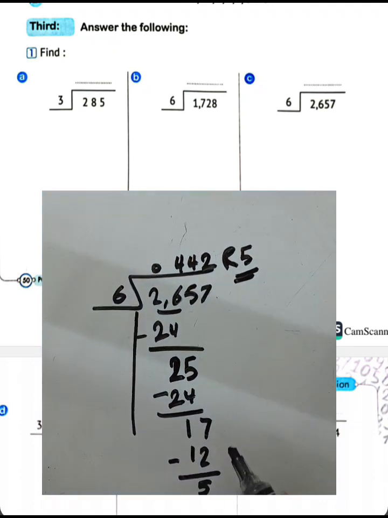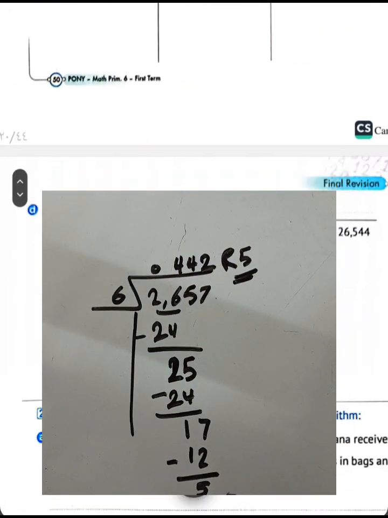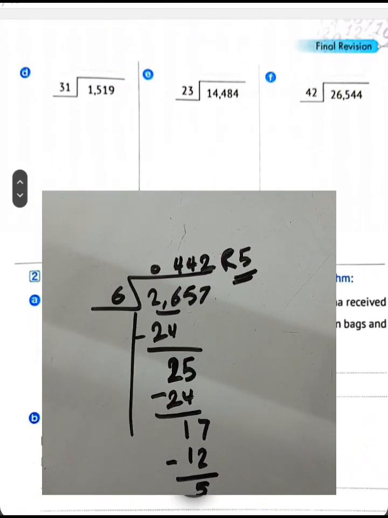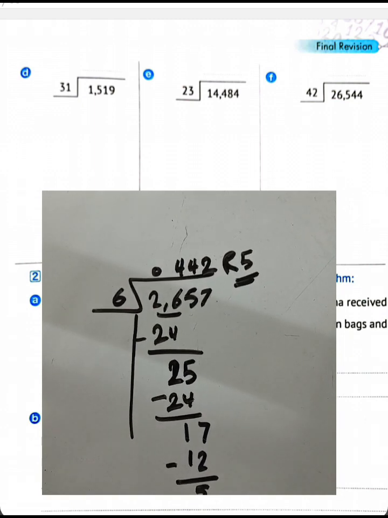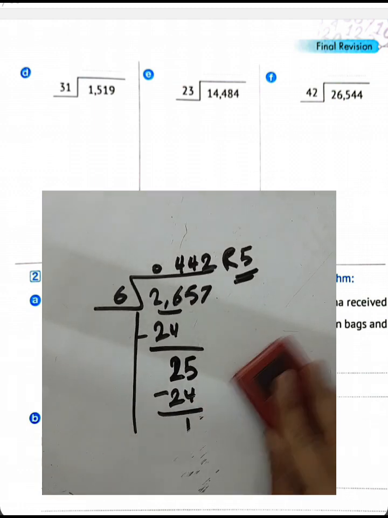Okay. Next question. 1519 divided by 31 equals what? We will use long division again to find the result.